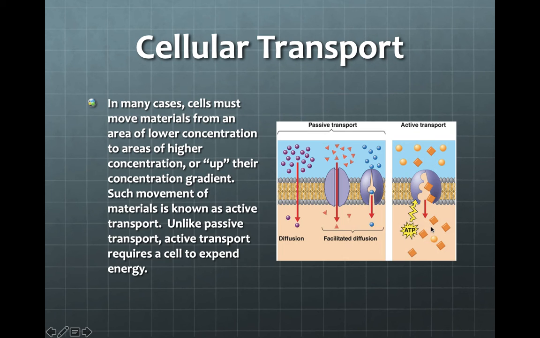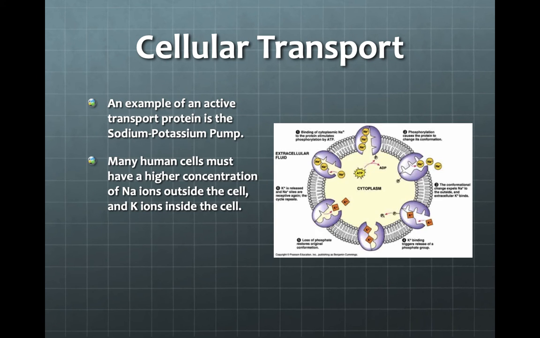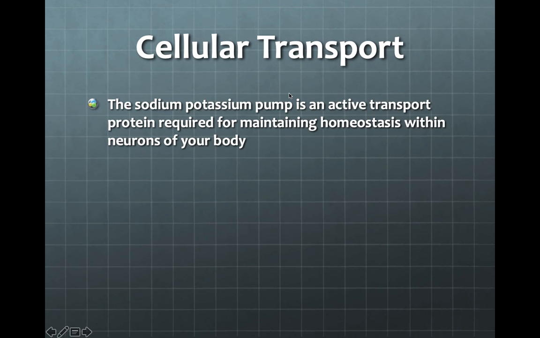And so one of those examples is the sodium-potassium pump. Now, many human cells have a high concentration of sodium ions outside the cell and potassium inside the cell. And so we need to create this concentration gradient for neurological communication, especially within contraction of muscles. So we can see here, here's a sodium-potassium pump. If you want to read through each one of these, you can. It just talks about how we have a concentration gradient and the step-by-step of it. Now, the sodium-potassium pump is required for maintaining homeostasis within the neurons of your body.